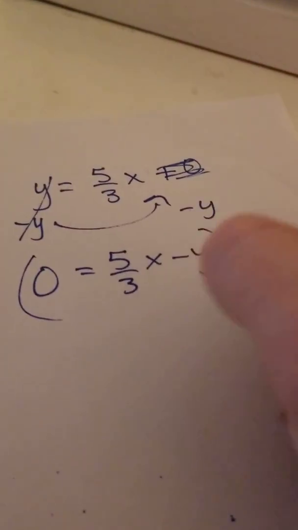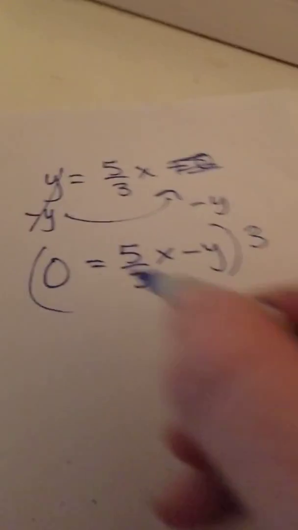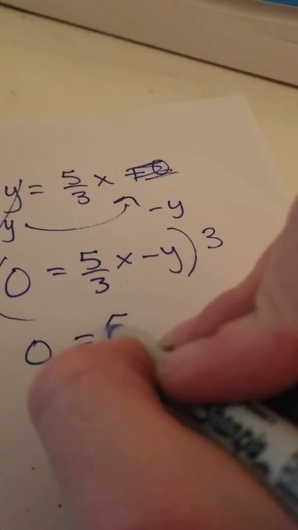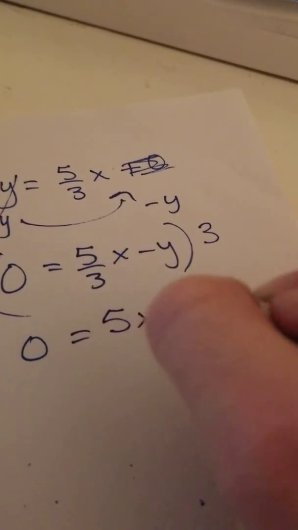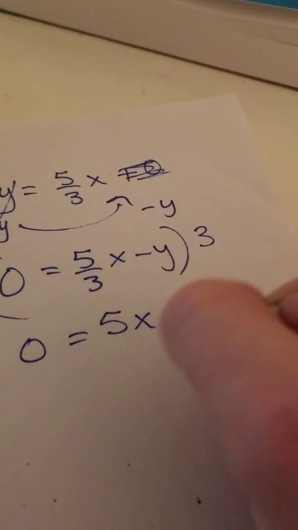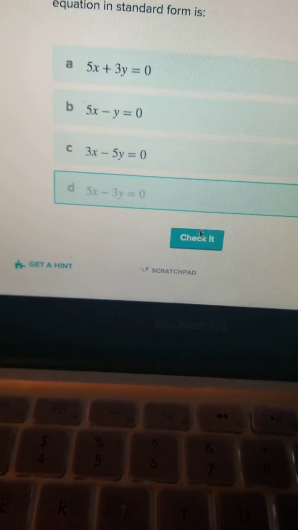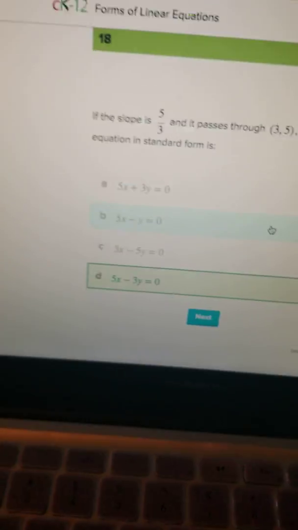Okay, we don't have any fractions. Back to this. Get rid of the fractions by multiplying everything by 3. 0 times 3 is 0, equals 5 times 3, 15, divided by 3, 5x, minus 3 times y, 3y. Minus 3y plus 5x. Very good.